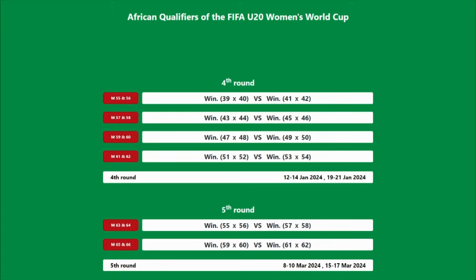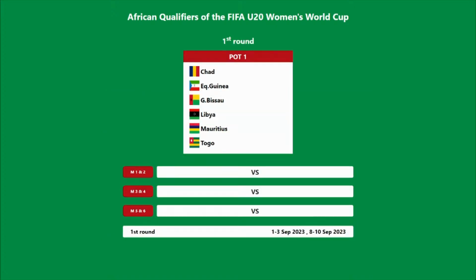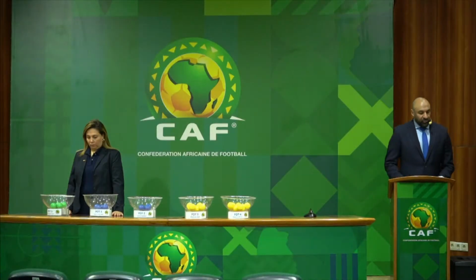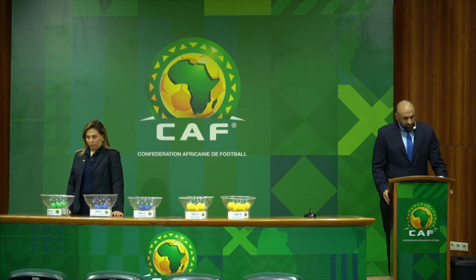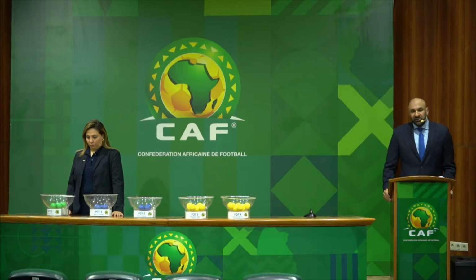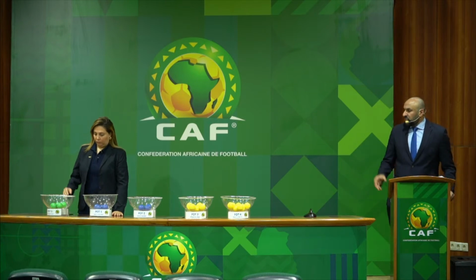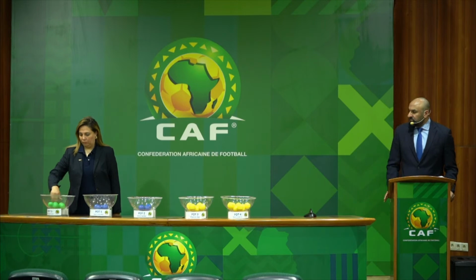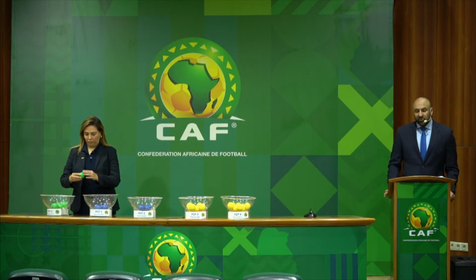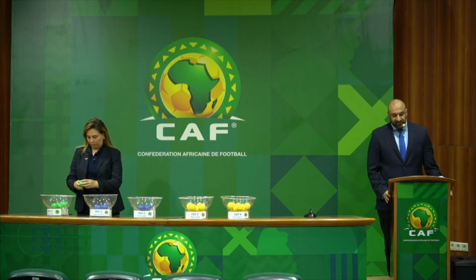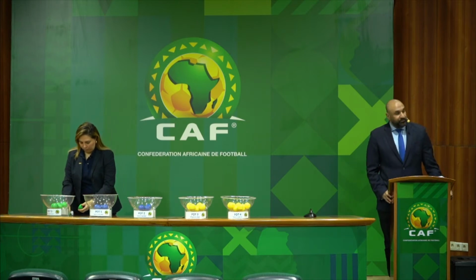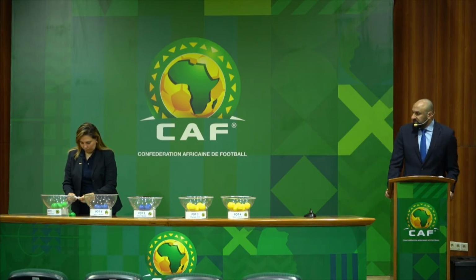Let's go back to the first round now to determine the matches of the first round. As I said, we have pot 1, which has the least-ranked teams: Chad, Equatorial Guinea, Guinea-Bissau, Libya, Mauritius, and Togo. I will be assisted by Hiba Abdallah, Senior Manager of Women's Competition. Please, Hiba, let's start by taking 1 ball from pot 1 and another ball from pot 1. The first team drawn will play the first leg at home, and the second team drawn will play the second leg at home. First matches, match 1 and 2.